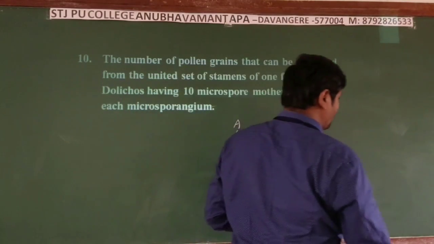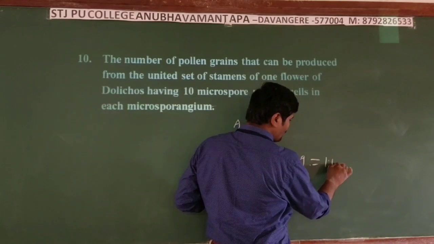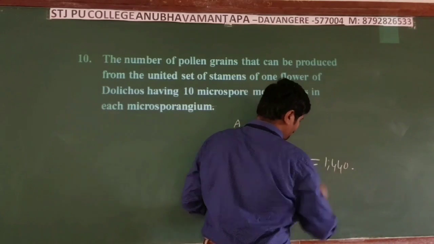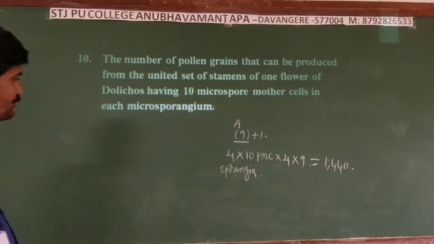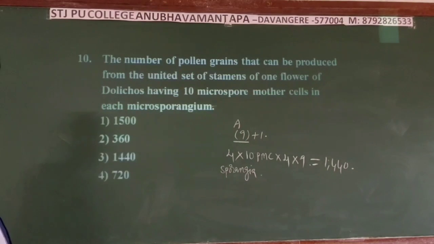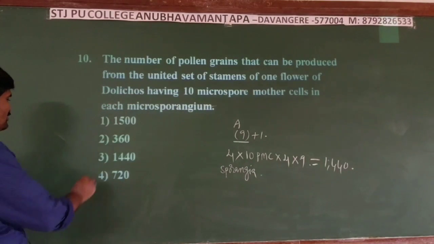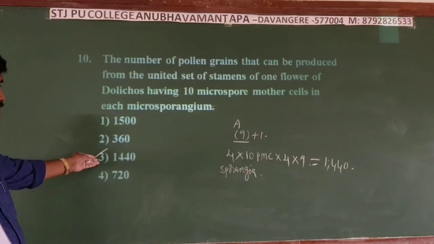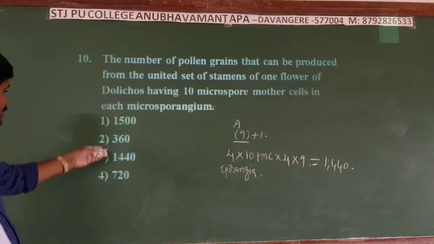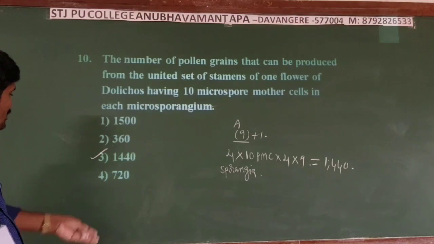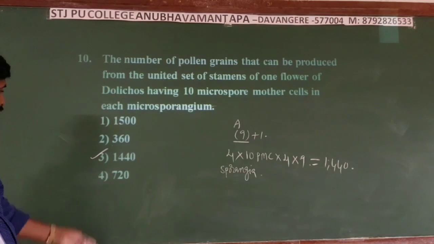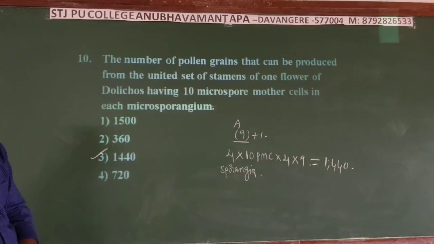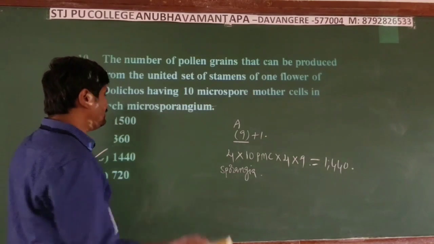This is question number 10. Total 1440. See here, the third option is 1440. First option 1500, 360, second option, fourth one 720. The third option is correct. Next one.